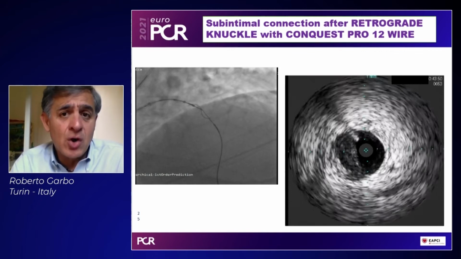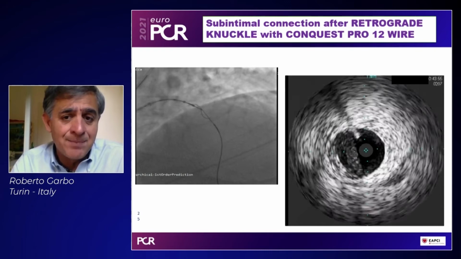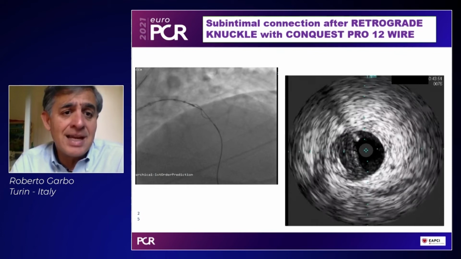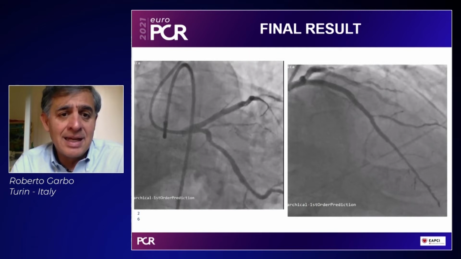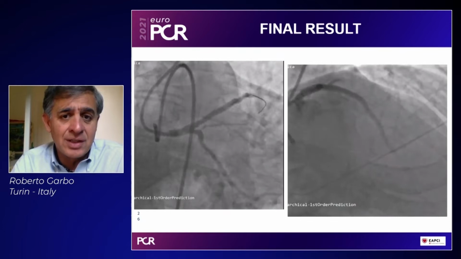In this way, you can see with the IVUS on the right, both wires are connected in the subintimal space from 12 to 6 o'clock. And in this way, I can put the guide extension near the connection and make the re-entry with an easy externalization and a very good final result, saving also in this case the circ. So also in this case, retrograde crossing is not a good option. You need to avoid this kind of strategy.